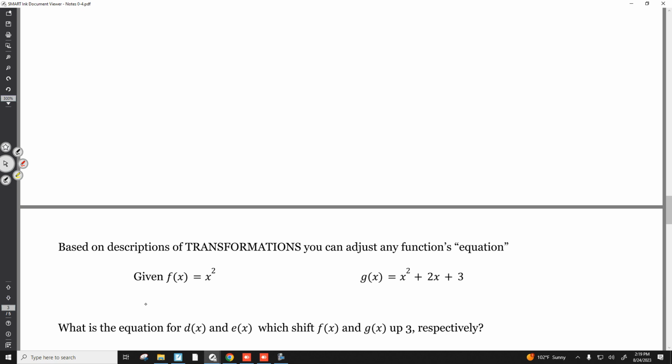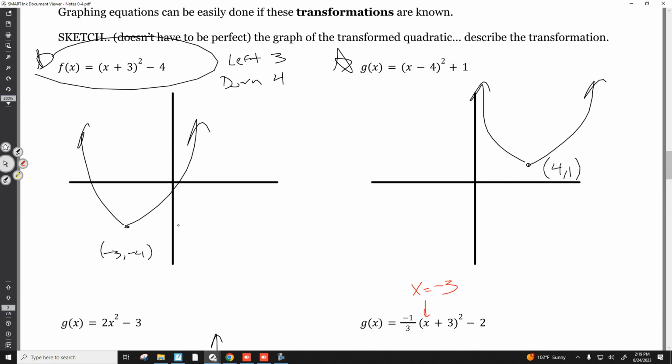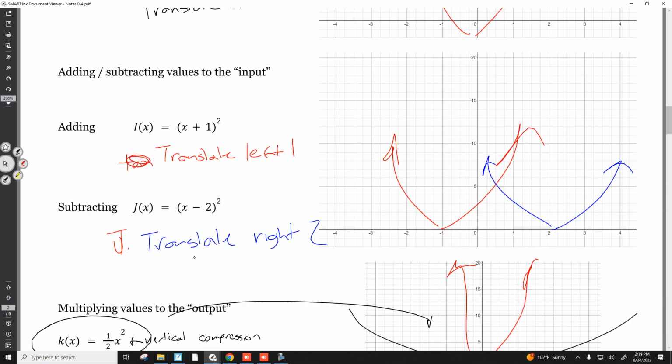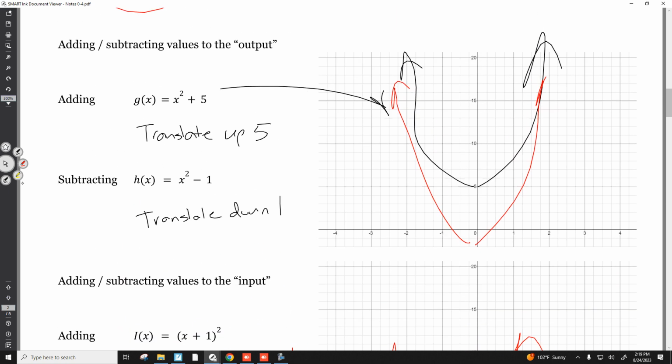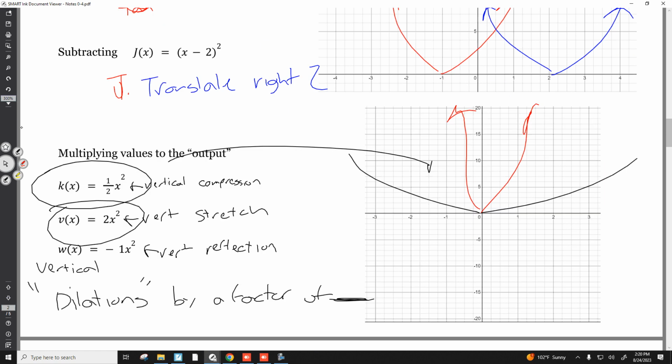So, what we learned is that, and you're on the next page, if you take a function and add a value to it, you're going to be going up or down. If you take a function and change the insides, that's going to be changing the left and the right. If you take a function and multiply it by a number, you're going to be vertically stretching or compressing because you're taking your function values and multiplying them by numbers, okay?